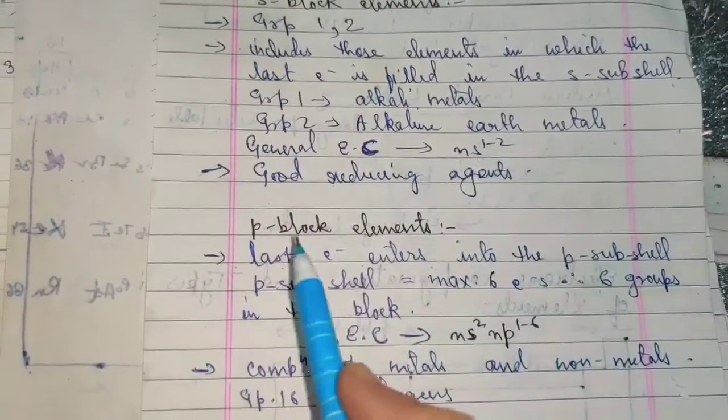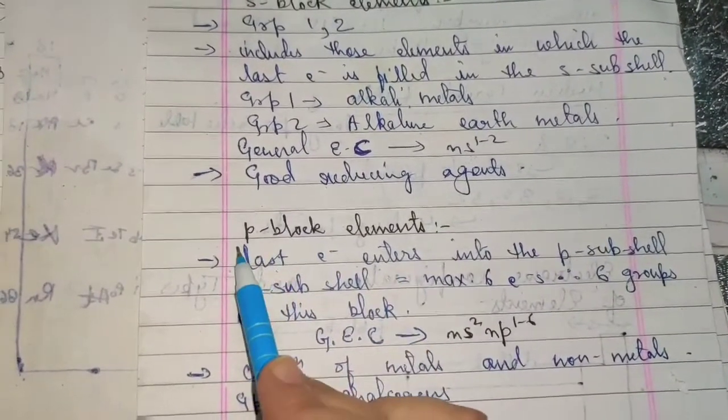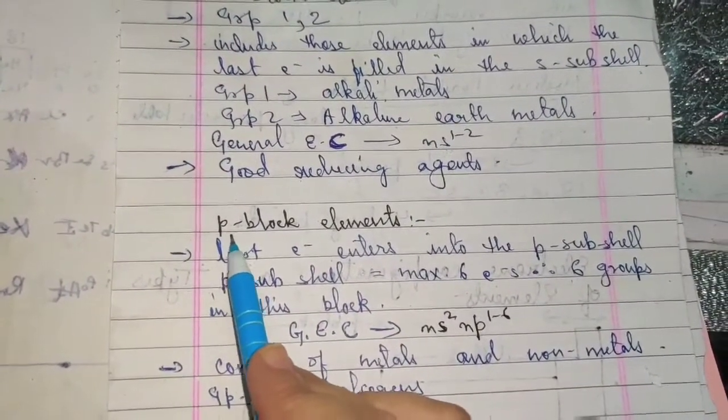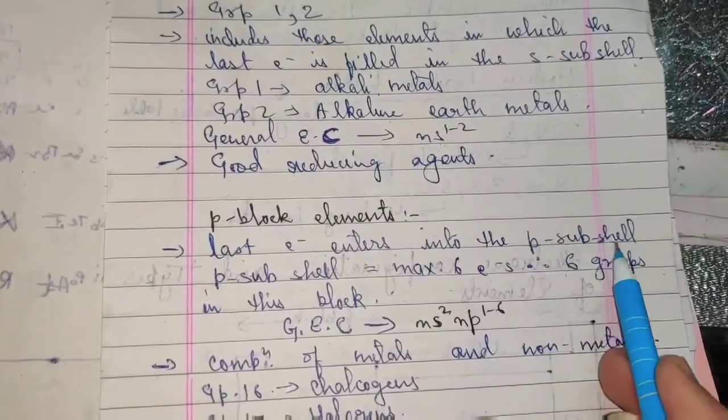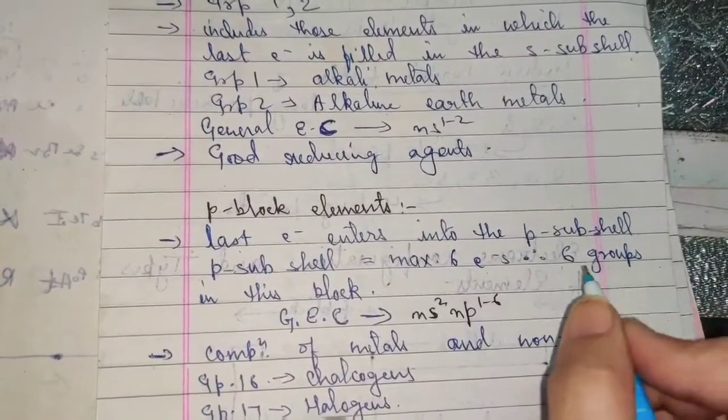And in case of P block, the last electron will enter into the P subshell, and the maximum electron holding capacity of P subshell is 6. So it will have 6 groups under it.